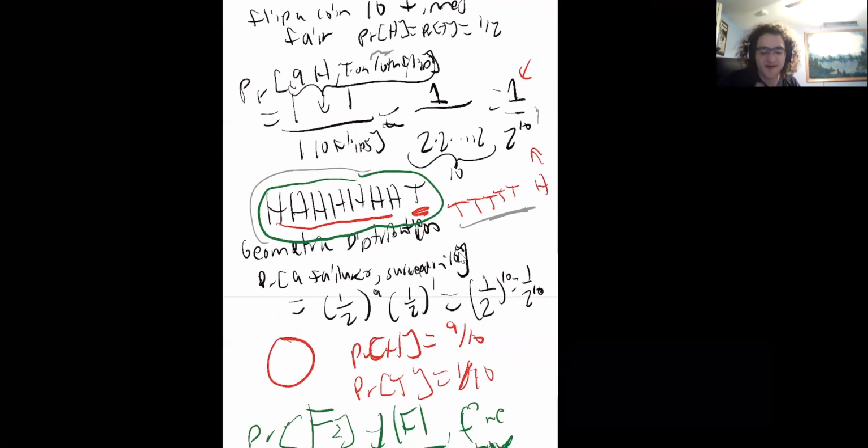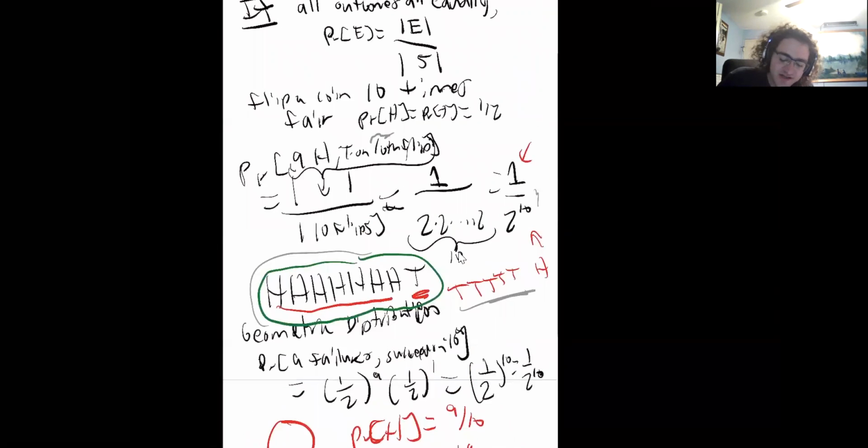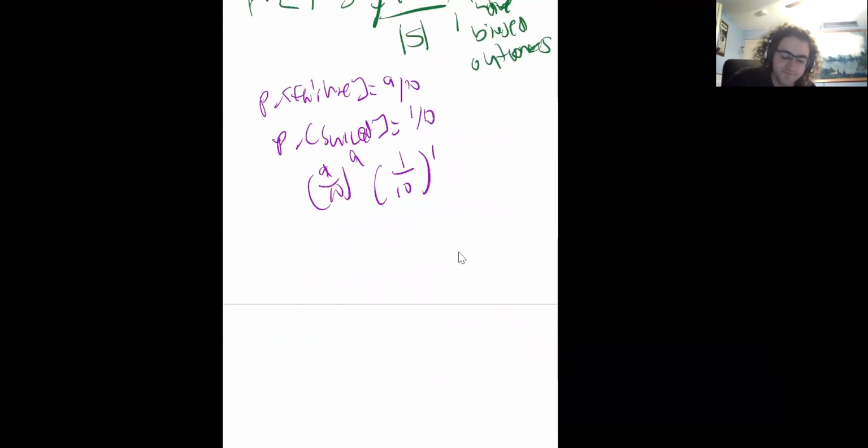Well, if we're in the fair case, the sample space stays the same, right? I still have 2 to the 10 possible flips because I have 2 possibilities each time. But now this tail could be here as one possibility, or maybe it's here, or there, or here. So I actually have 10 possibilities for where the tail could be. I'm choosing 1 out of 10 options. And so I get 10 over 2 to the 10th, or I can do this using the binomial distribution.